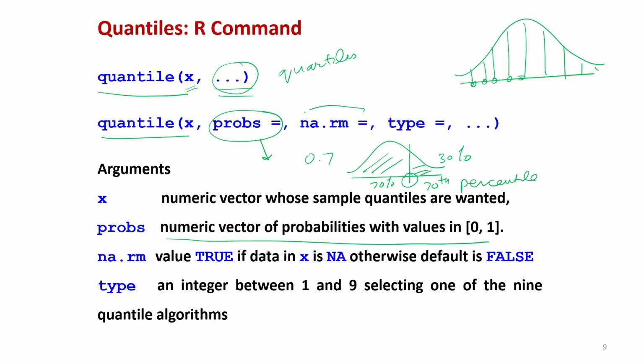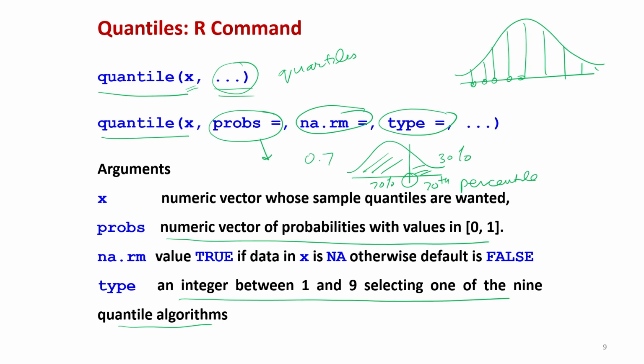And after that we have an option here, na.rm, which can be true or false depending on whether there are missing data or not. And then after that, an important argument is type. Type is an integer between 1 to 9, and it selects the algorithm which is used to compute these quantiles. Definitely, when you are getting data, there are certain optimization algorithms which are used to compute these partitions.